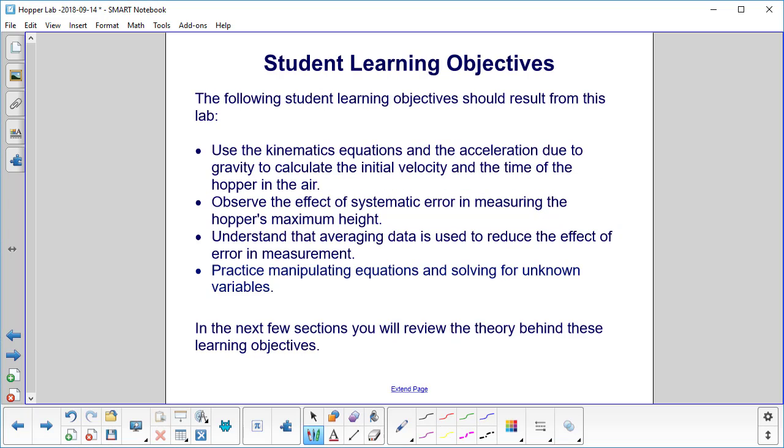After the lab, the student should be able to use the kinematics equations and the acceleration due to gravity to calculate the initial velocity and the time that the hopper is in the air. Observe the effect of systematic error in measuring the maximum height. Understand that averaging data is used to reduce the effect of the errors in measurements, and practice manipulating equations and solving for unknown variables. Of course, a large part of physics is mathematics. In the next few sections, we'll talk about the theory that will help you gain these objectives for your students.